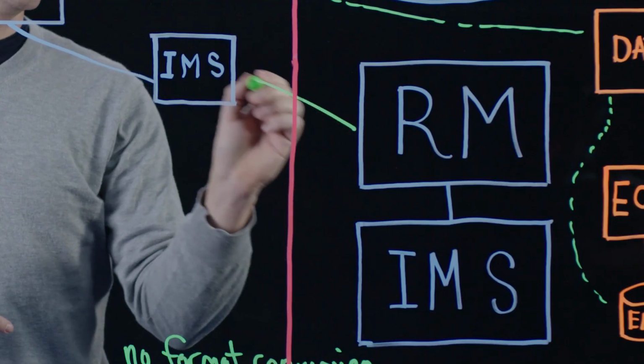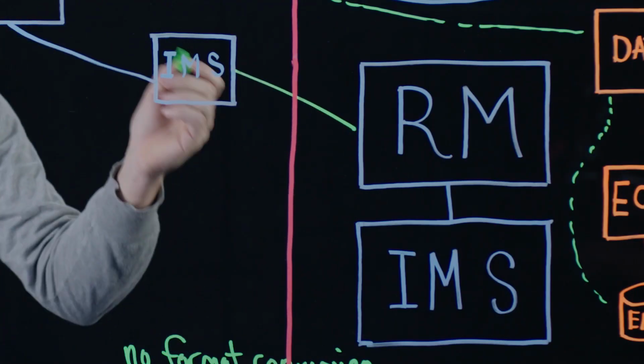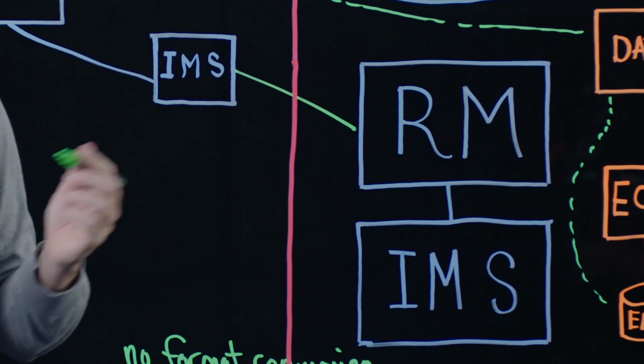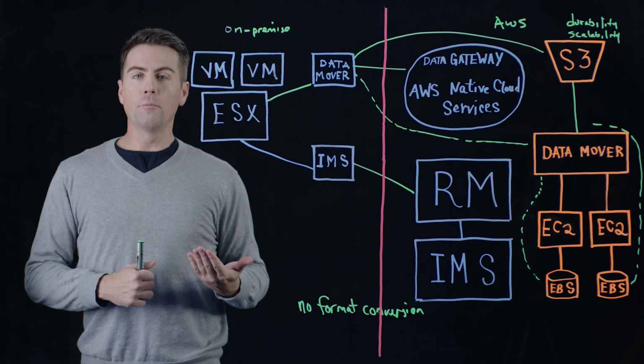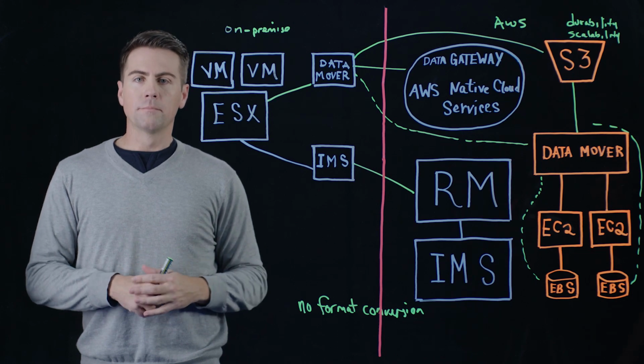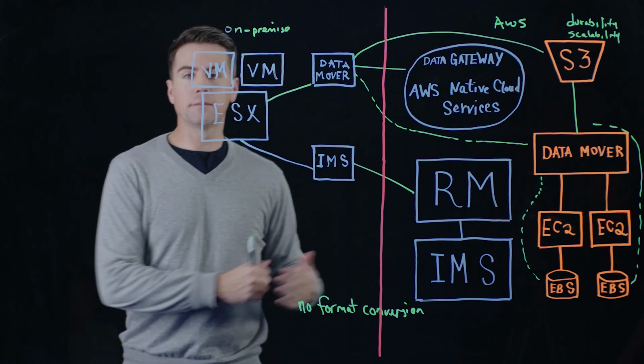There is also bidirectional communication between our Resiliency Manager in the AWS site and our Infrastructure Management Server to ensure consistent replication of data between the two sites. And this can all be executed with one single click, making DR between an on-premise data center and AWS simple.